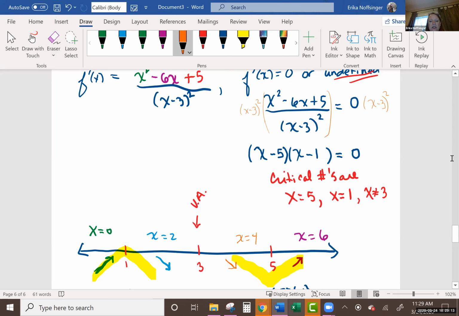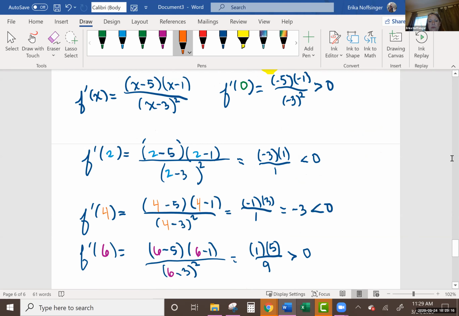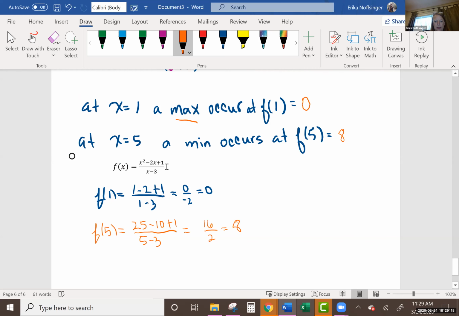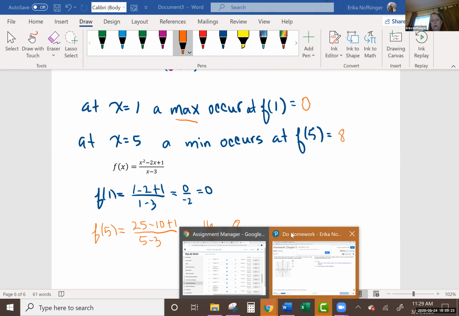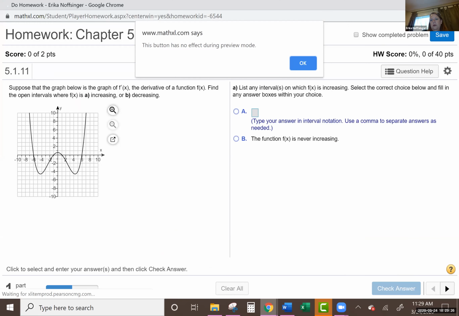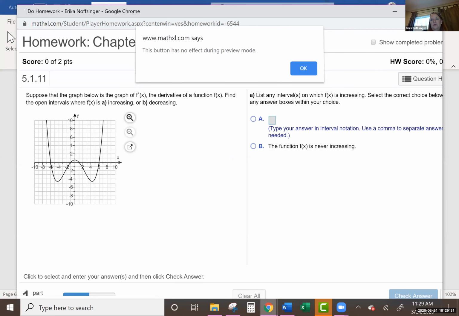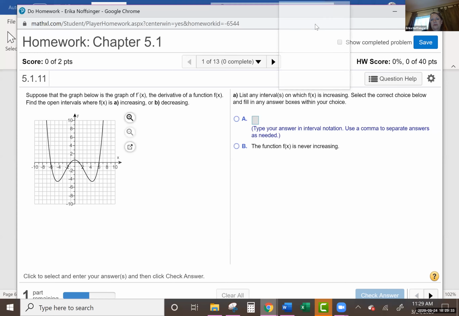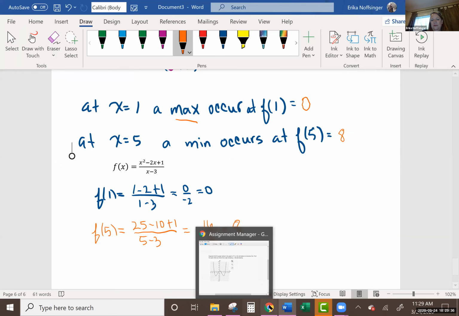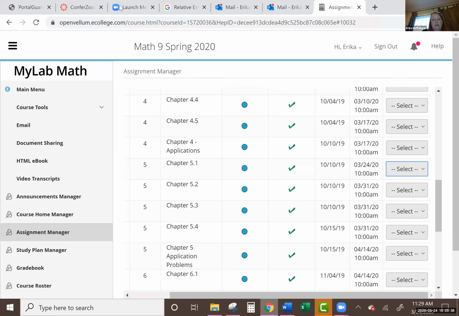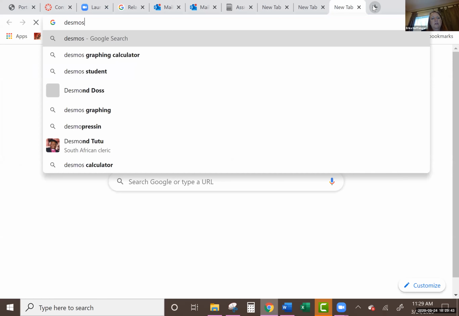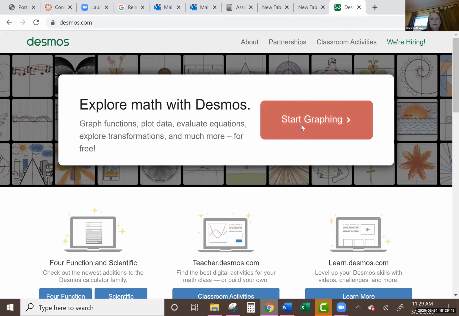I'm wondering, it could be cool if we could, which we probably can. Let's go over to Desmos. And let's graph what we had of f of x.